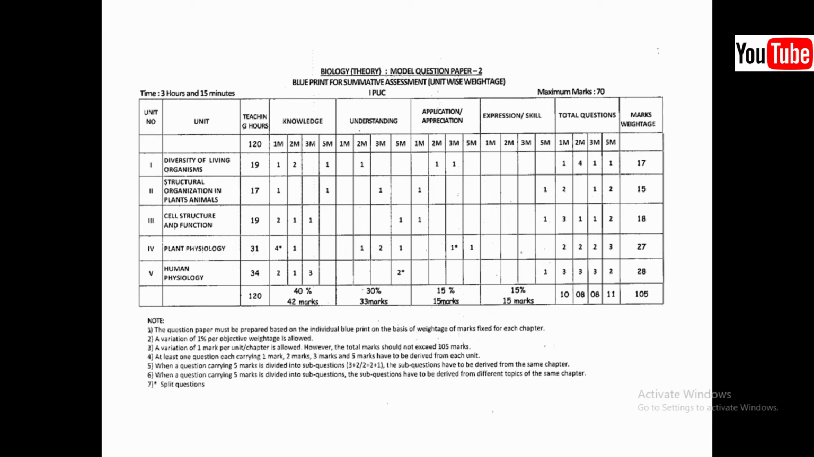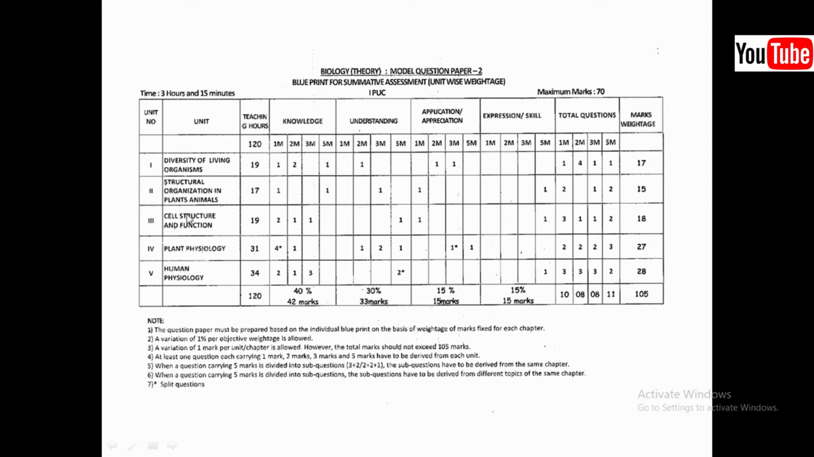Okay. Next, coming to the model question paper. If you take the blueprint for your theory paper of first PUC, the time duration is 3 hours and 15 minutes, and the maximum marks is 70. Now, unit-wise distribution of the marks they have given. Diversity of living organisms 17. So it may slightly vary from one question paper to another, but overall it is the same.